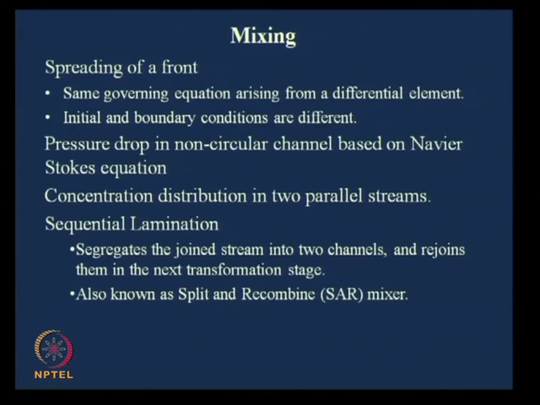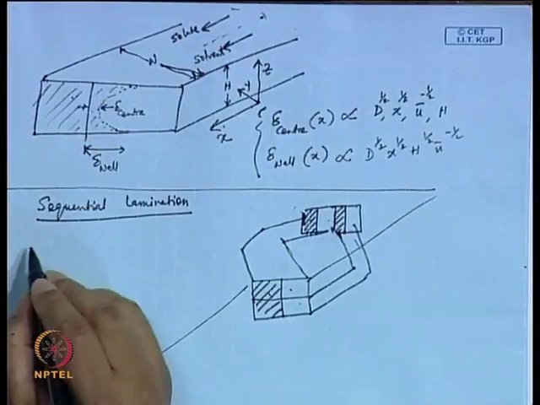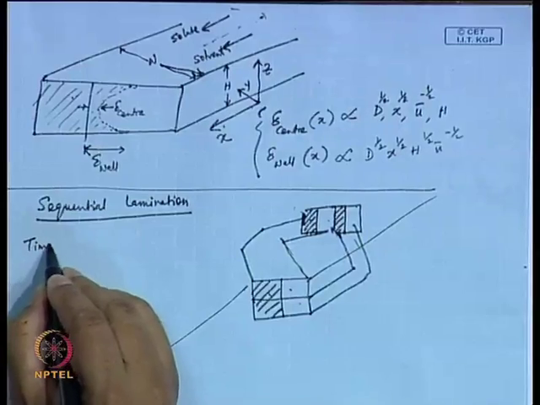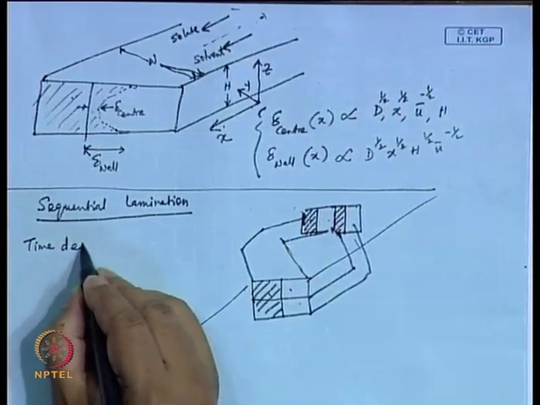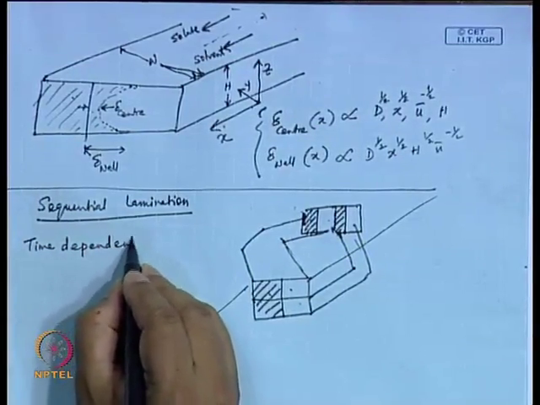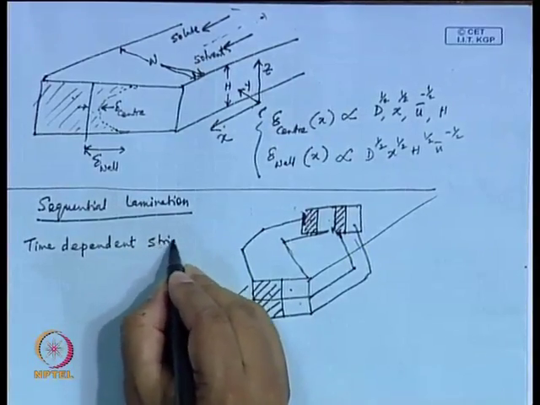Now, if we try to find out the theory of it, what we see here is that you have a time dependent striation thickness.